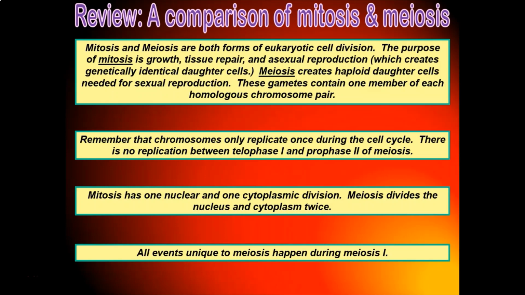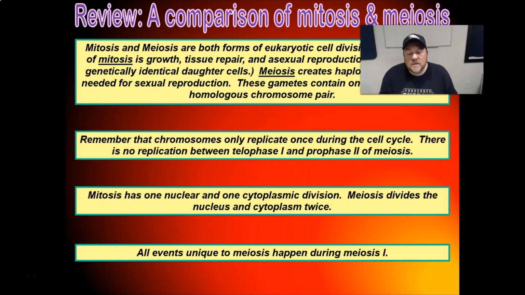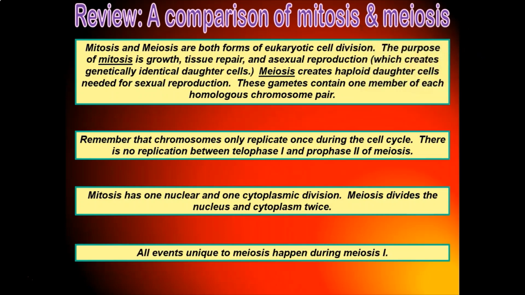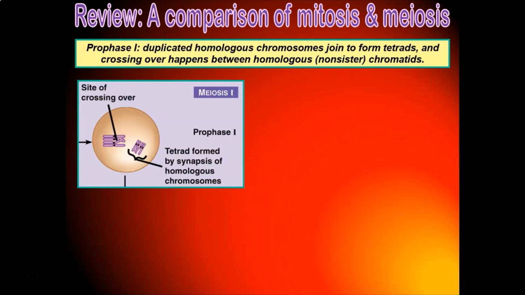And all unique events to meiosis happen during meiosis 1, because meiosis 2, if you remember, is really just mitosis with half as many chromosomes. So meiosis 1 is where the magic happens. So let's take a look here at what we have.